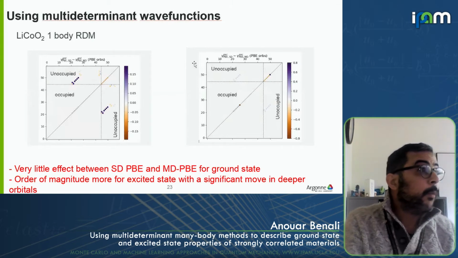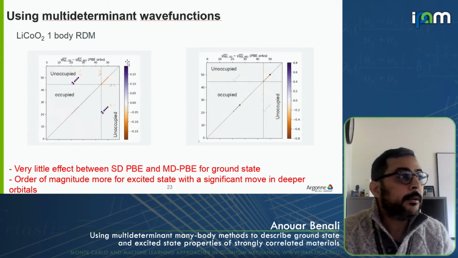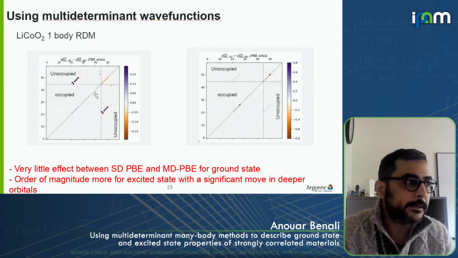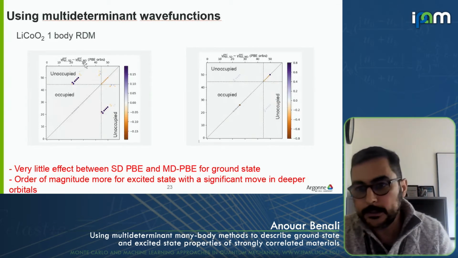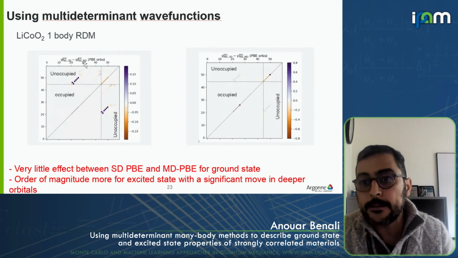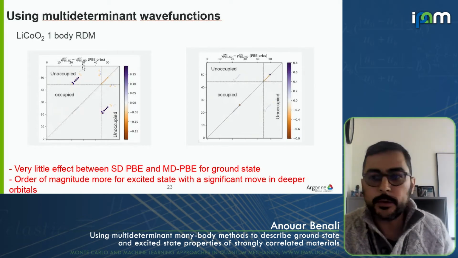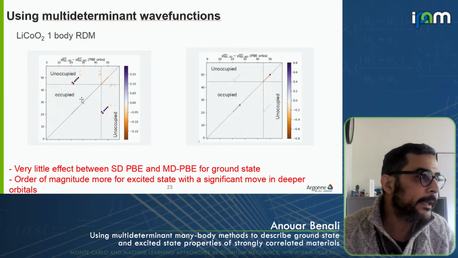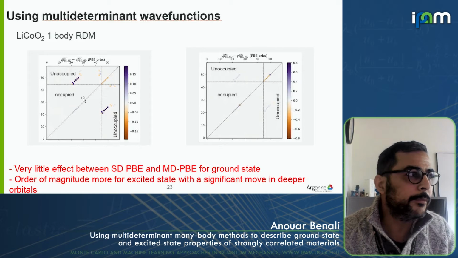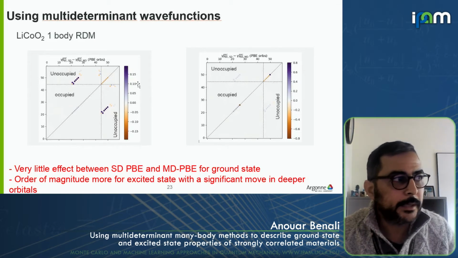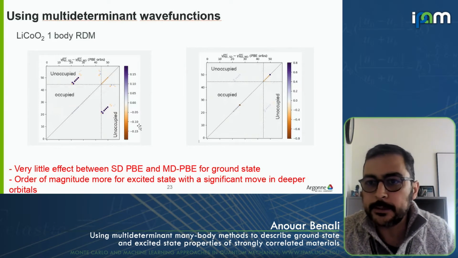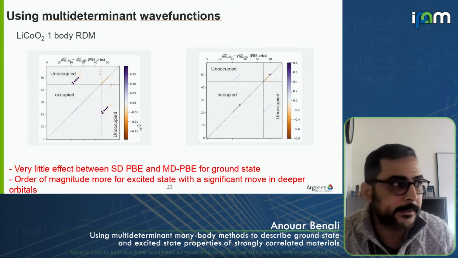So what does this mean if we are comparing now what are the effects of this multi-determinants on our wave function? So here for the ground state, I am doing the difference between a multi-determinant one-body RDM minus the single determinant one-body RDM to try to see the occupation, how do the orbitals behave? And here we can see a little bit of movement in the diagonal, but really, if you look at the order of magnitude here, it's nothing much, which seems to say that adding multi-determinants on the ground state does not do much to our system.